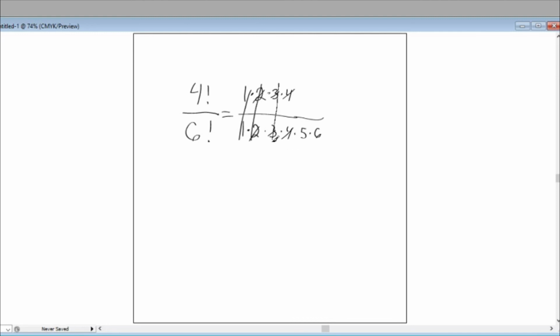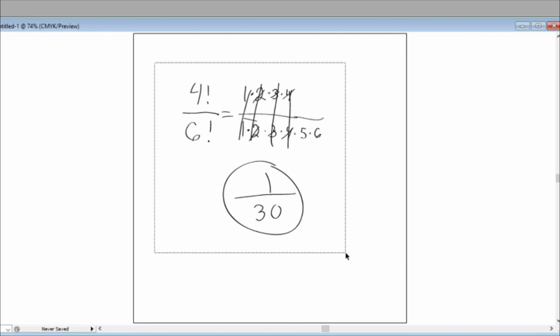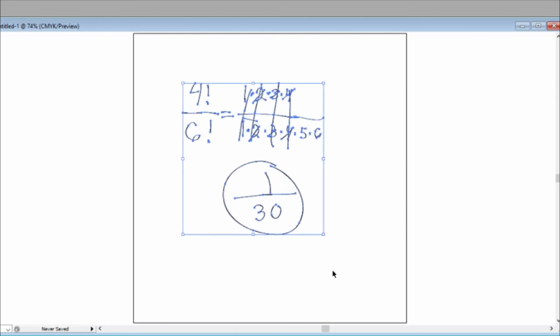So all of this cancels. And so we're just left with 5 times 6 on the bottom. Well, that's really easy. 5 times 6 is 30. Then what do we have left on top? 1. As soon as we eliminate all of the numbers on either the top or the bottom, just 1 is left over there. So 4 factorial over 6 factorial is 1/30. That's it. Okay. And so that's where I'm going to leave off for now. I don't want to get too far into probability, but I do want us to understand how these factorials work before we get into them.